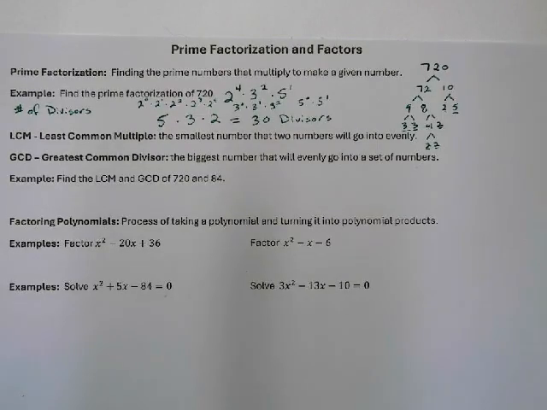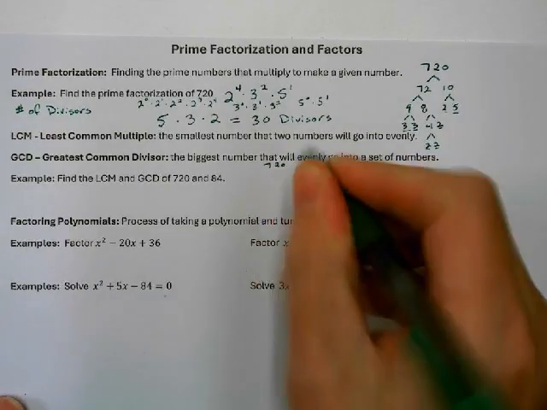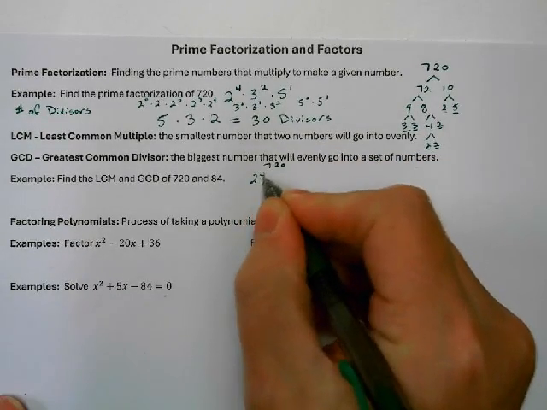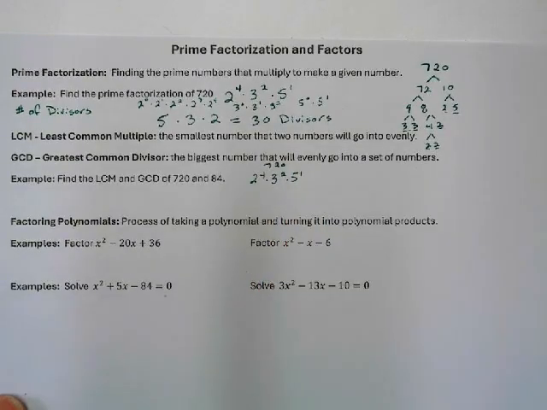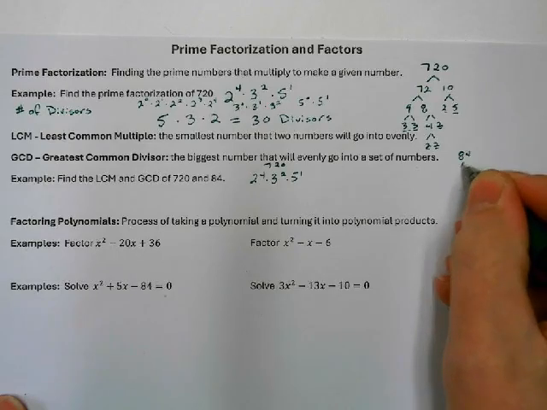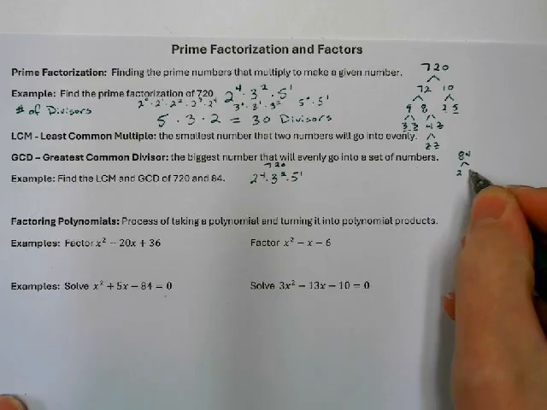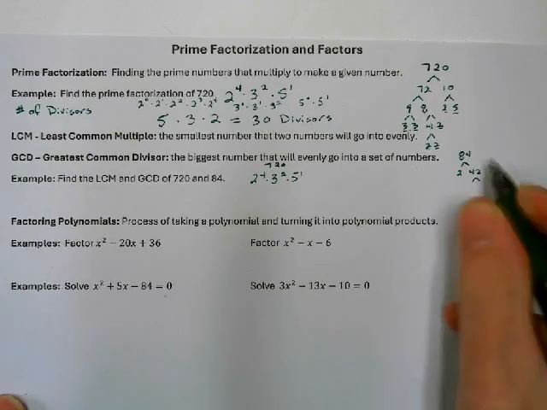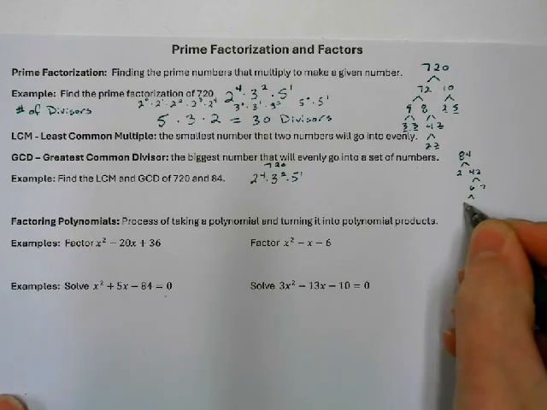Now, both of these can be found much more easily using prime factorization. So we already said that 720 was 2 to the fourth, 3 to the second, and 5 to the first. Okay, 84, let's break that down really fast. 84 would be 2 times 42. 42 is 6 times 7. 6 is 2 times 3.